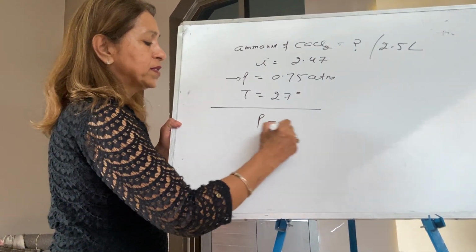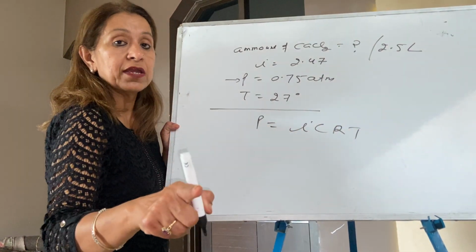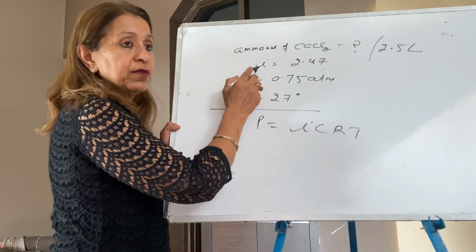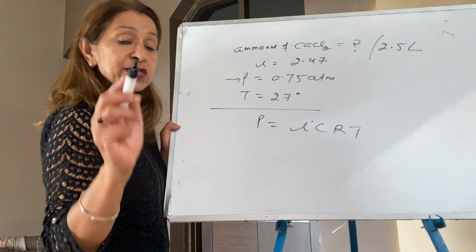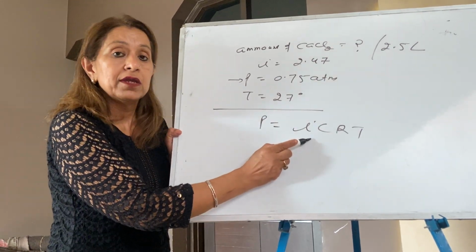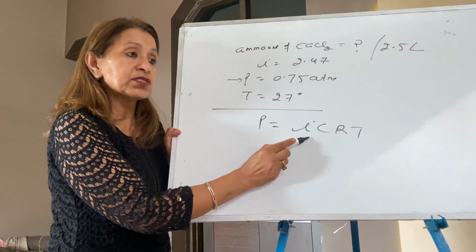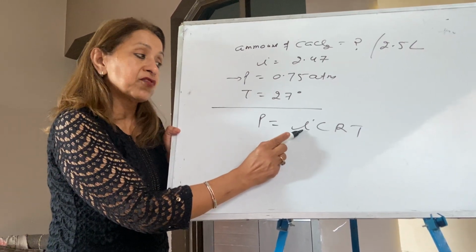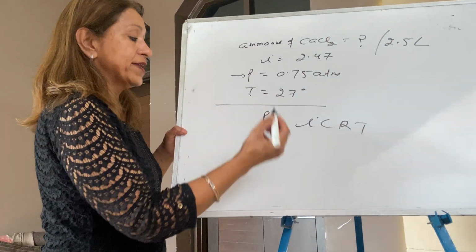Apply the formula P is equal to iCRT. Today you will not apply P is equal to CRT. Understand? Because the i is given. Because the word dissociation is given. When the word dissociation, association, or dissociation constant is given, always introduce i in every colligative property. Okay? Now let us start.